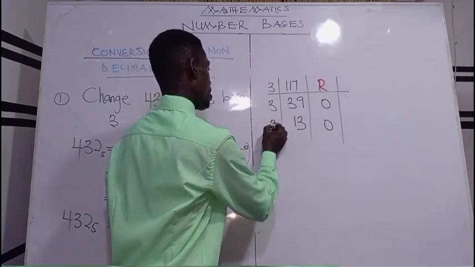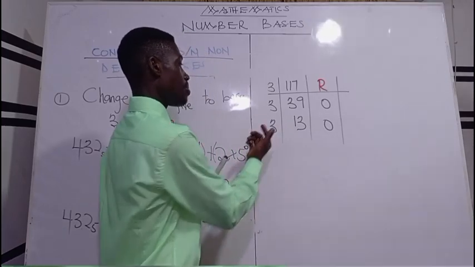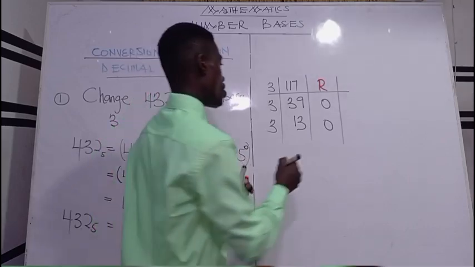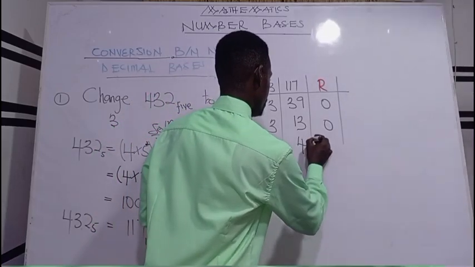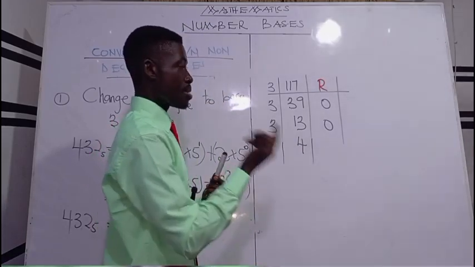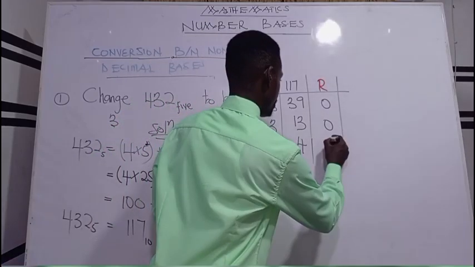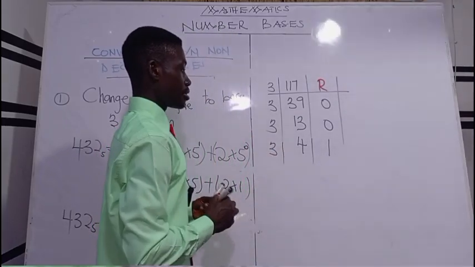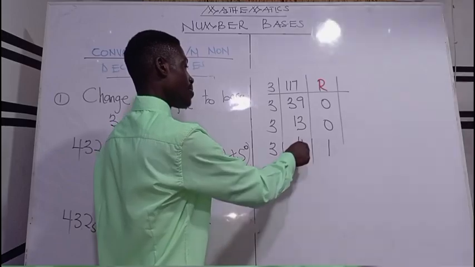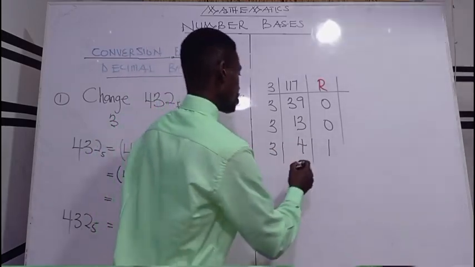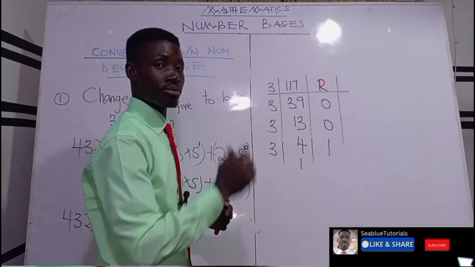We continue with our division. How many times will 3 divide 13? 4. So we have 4 times. 3 times 4 will give us 12. Remainder of what? 1. We continue with our division. How many times will 3 divide 4, or 3 go into 4? We have 1, a remainder of 1.